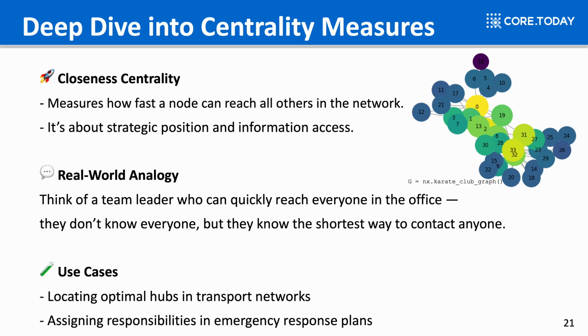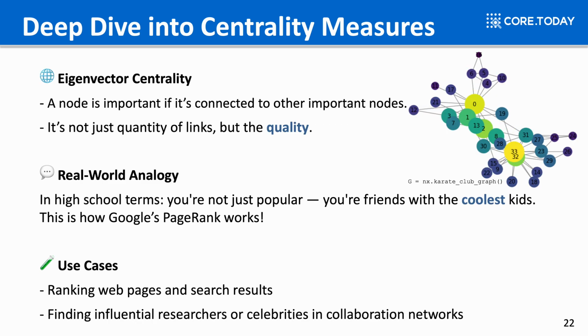Closeness isn't about how many people you know, but how efficiently you can reach them. Imagine sending an urgent message across your company. The person with the best closeness centrality gets it out the fastest. In emergencies or communication systems, that speed can be everything.